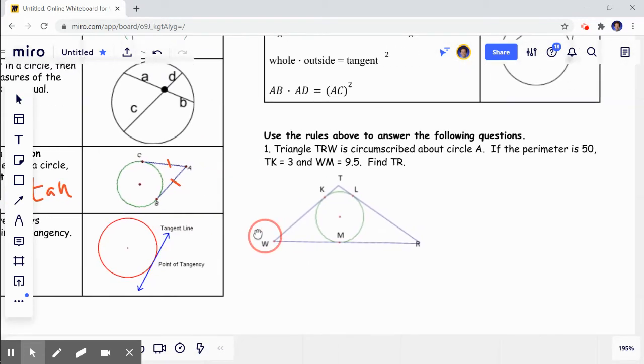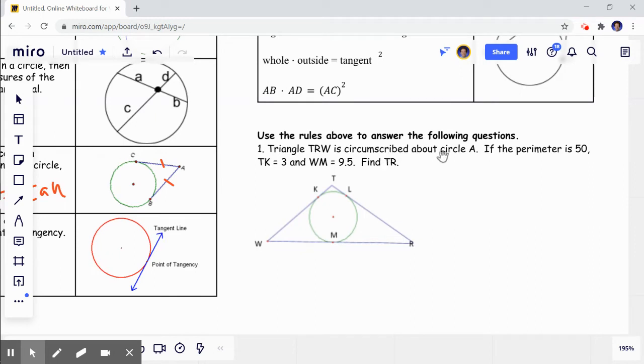Okay, so triangle TRW is circumscribed about a circle A. So we see the circle such that it's touching all the sides of a triangle. All those sides of the triangle are tangent to the circle.